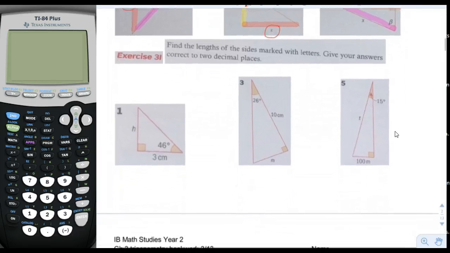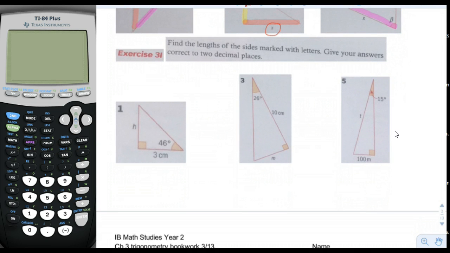Find the lengths of the sides marked with letters. Give your answers correct to 2 decimal places. So they want to know, for example, here, what is the height? And here they want to know what is the m value, and here what is the t value. This is kind of like the last problem we did, except in this case they're giving us the length and the angle. So using sine, cosine, or tangent, we'll be able to figure out exactly what h should be.